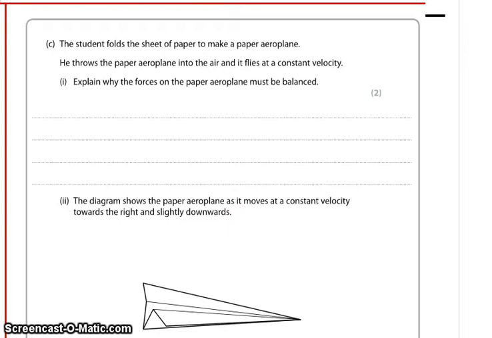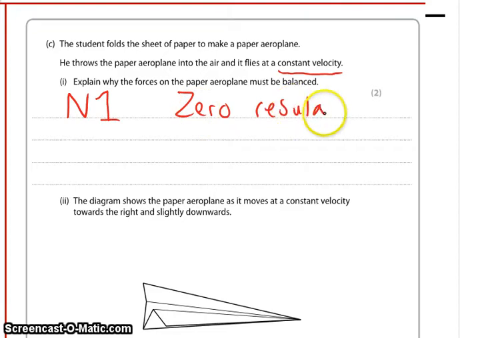The student folds a sheet of paper to make a paper aeroplane and throws the paper aeroplane, and it flies at a constant velocity. Explain why the forces on the paper airplane must be balanced. Well, Newton's first law says that if any object is stationary or travels at a constant velocity, then there must be 0 resultant force. Okay?